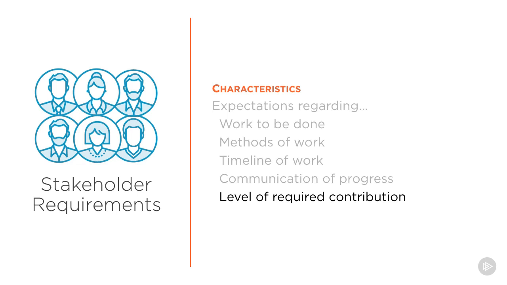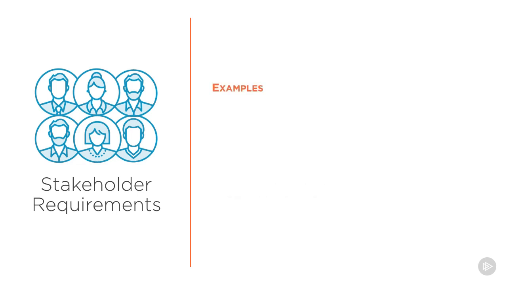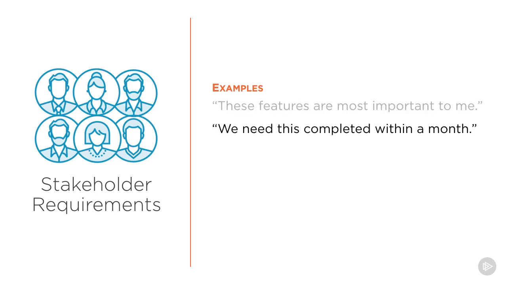Examples of stakeholder requirements tend to be a little bit more abstract than business requirements. But these are the sort of things that we'll hear from stakeholders that we work with along the way. For example, these features are most important to me, so focus on those. We need this completed within a month.